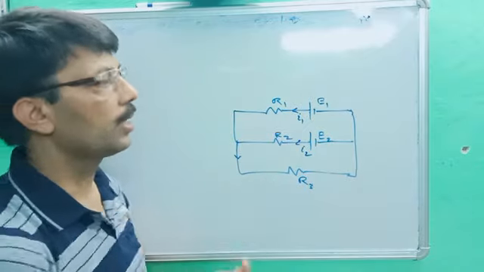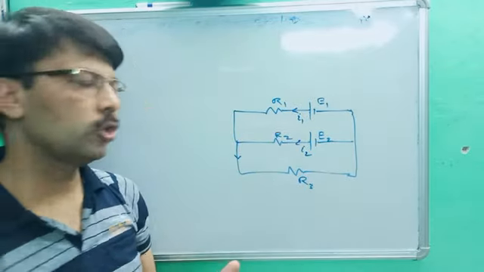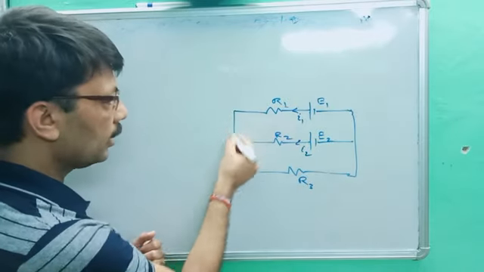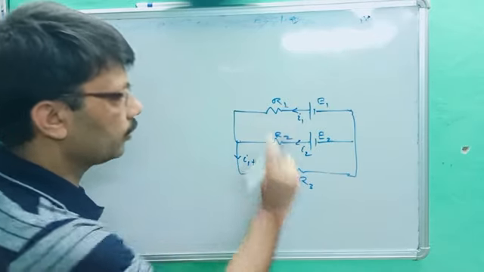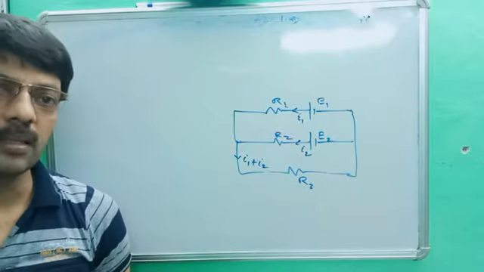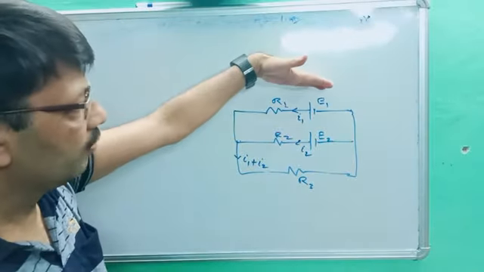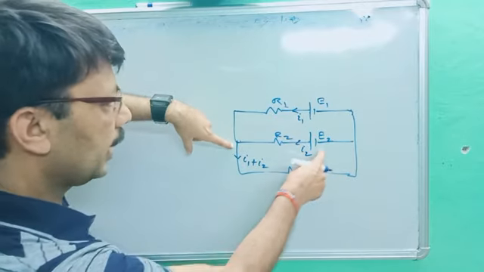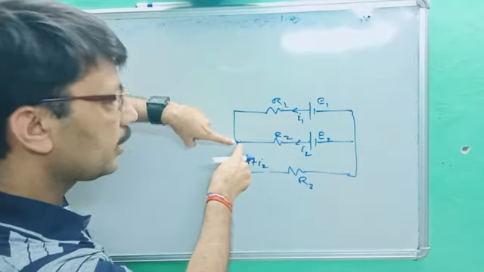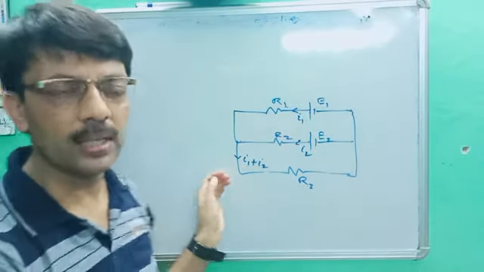You better know we are applying here Kirchhoff's first law, the current law. This current is I1, this current is I2, so the total current will be I1 plus I2. This is the current distribution. Are you getting the distribution of current? Very easy. First current through the E1 cell is I1, second current is I2, and at the junction they meet.